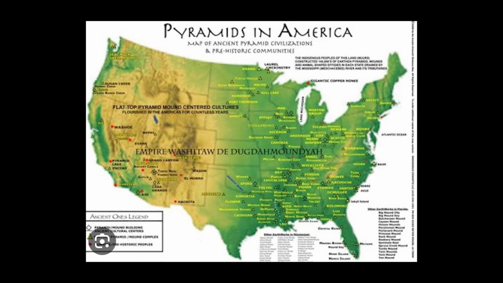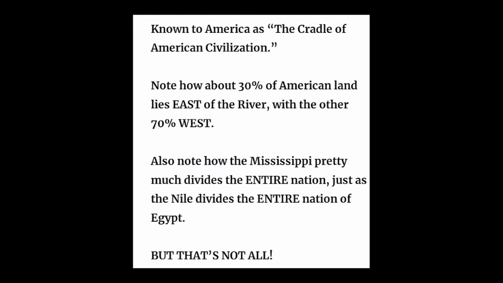Okay, next, pyramids in America. Map of ancient pyramid civilizations and prehistoric communities. Now if you look at this map, it is a map of modern day America. And look at all the pyramids in America. Just look at it. I'm going to get into it later, how many exactly, but just look. It damn near covers the whole state and definitely the east of the Mississippi, as you can see. You know what I'm saying? So I'm going step by step. Keep up with me. Side note, I just want to add this in.